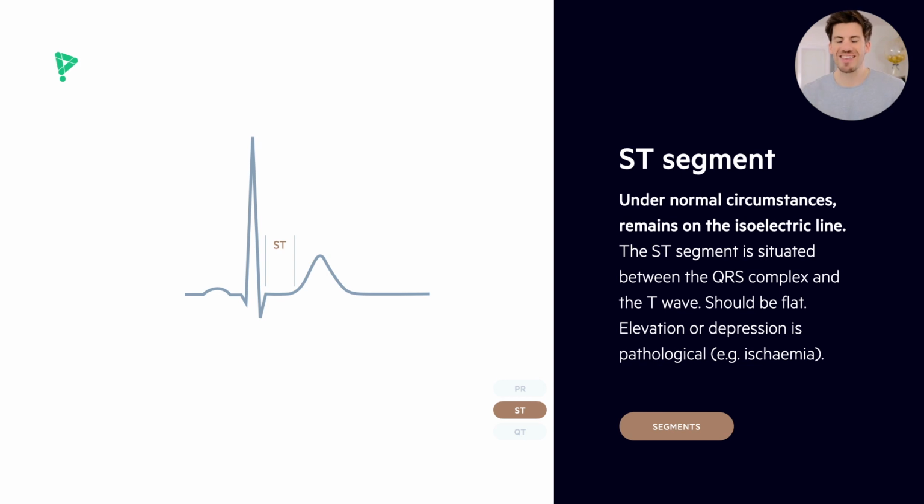We then have the ST segment, which under normal circumstances remains on the isoelectric line, so essentially the baseline on the ECG. It runs between the S wave and the start of the T wave. So the ST segment is situated between the QRS and the T wave, and it should be flat. Elevation or depression of the ST segment is pathological and usually a sign of ischemia amongst a number of other conditions. We'll cover this a lot in our waveforms part of the ECG series.